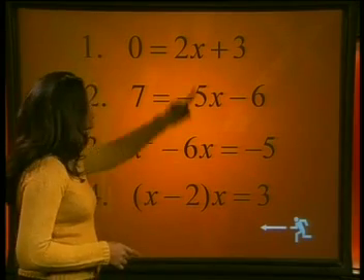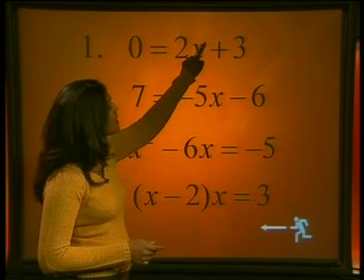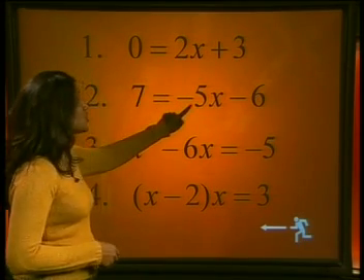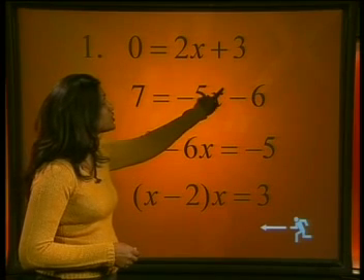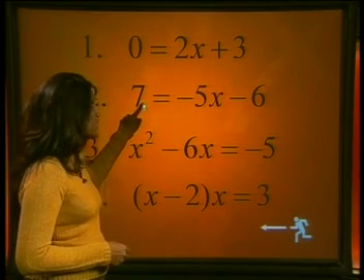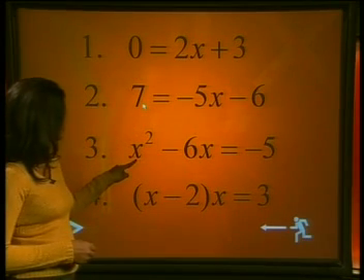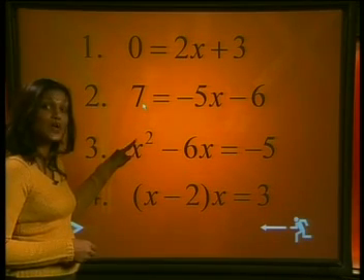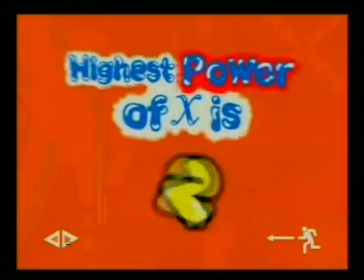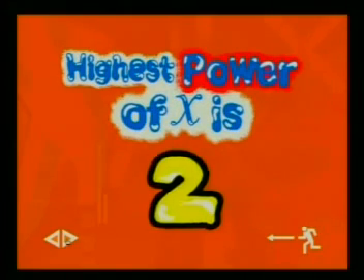The first equation has x raised to the power of 1. This means that this is a linear equation. The second equation also has x raised to the power of 1. So this is also a linear equation. Now, what about the third equation? Do you see that the x is raised to the power of 2? We say that the degree of the equation is 2. That means that the highest power of x used in the equation is 2.